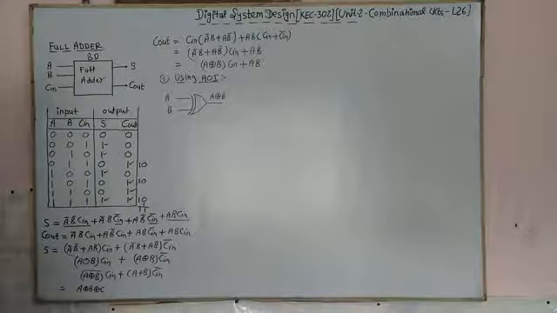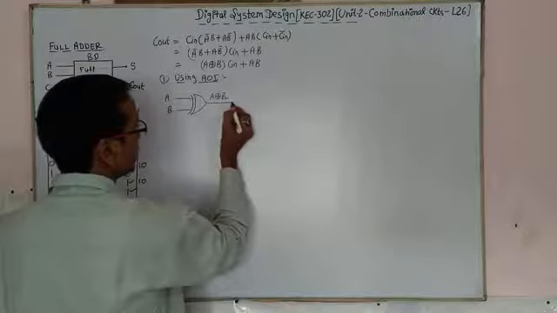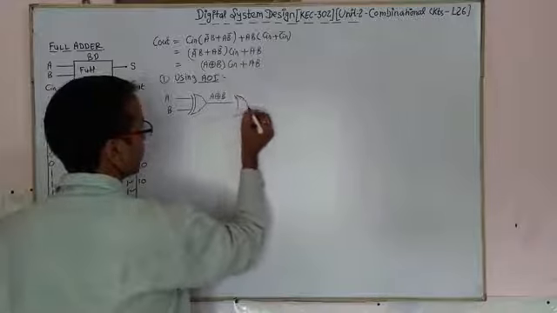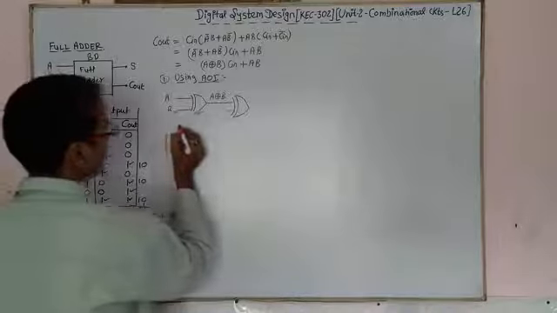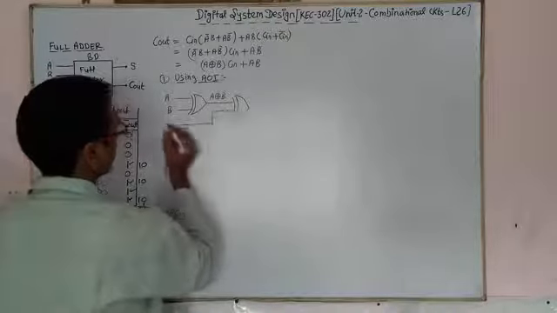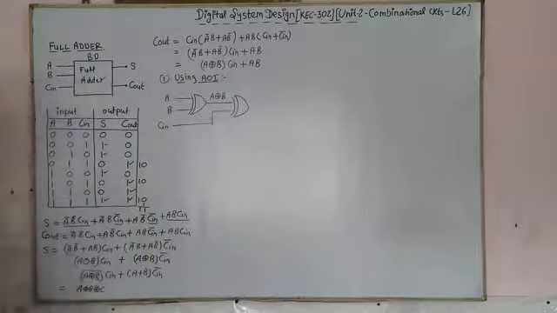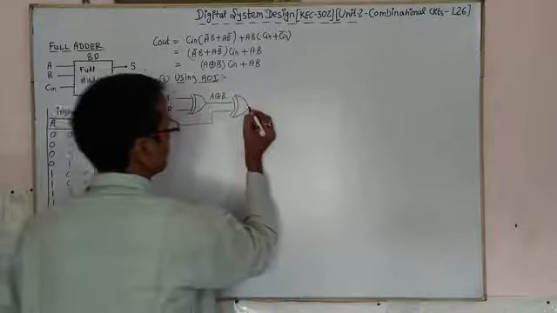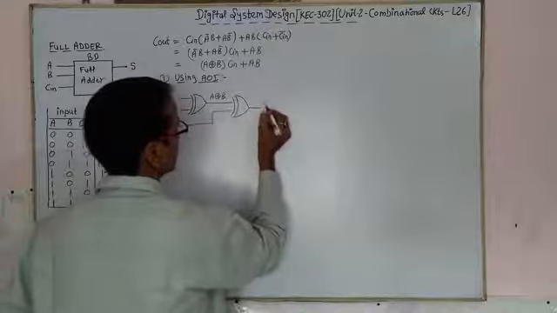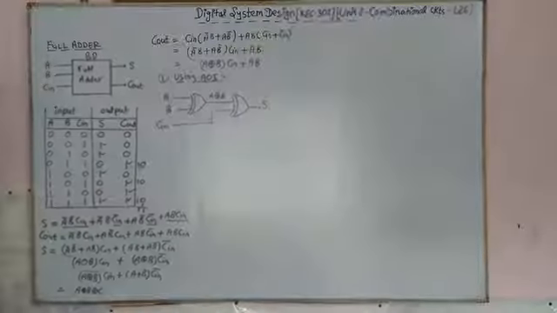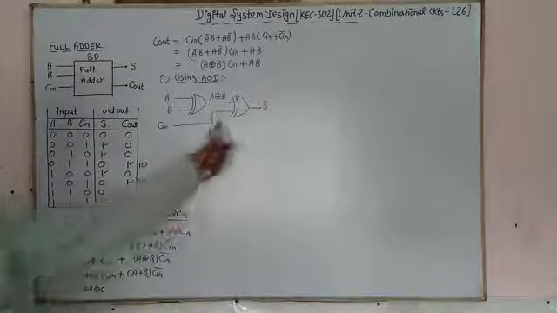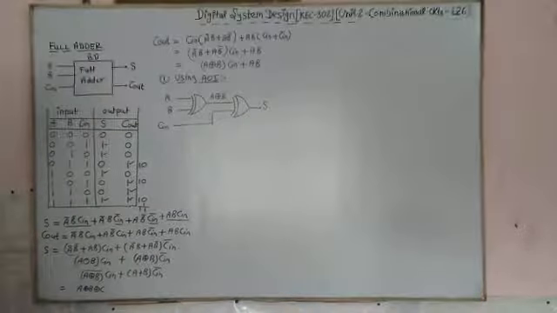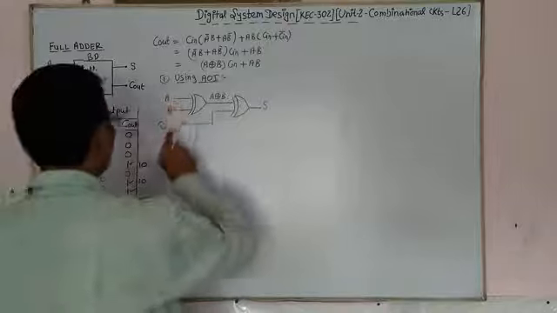Okay, and this A XOR B again operates with XOR with C in, and the output we are getting here. What output? Sum. Okay, what output we are getting? Sum, right? So you can see here we are getting sum, and now also we have C out.